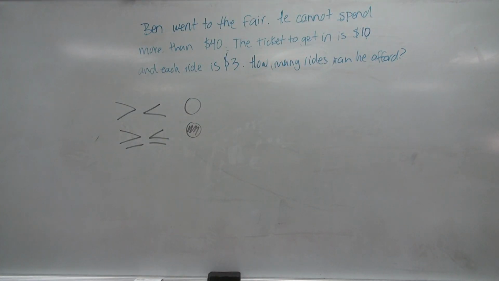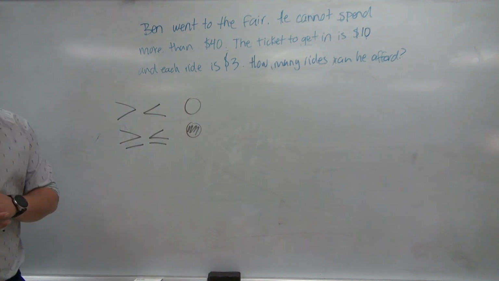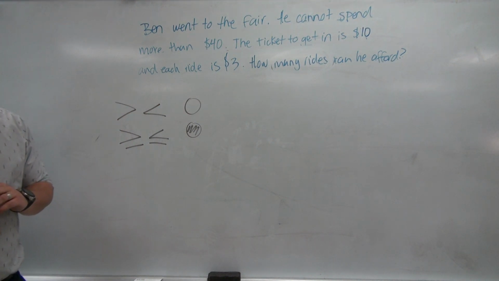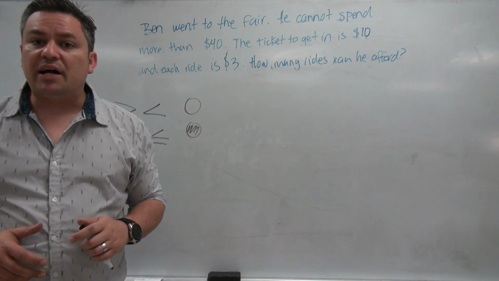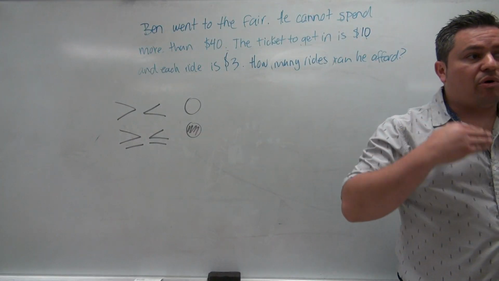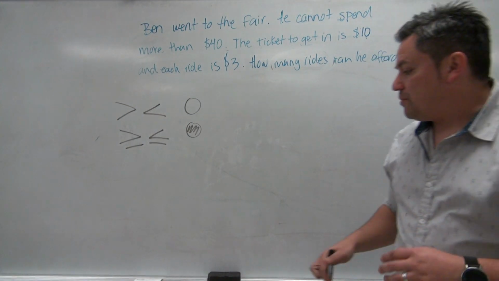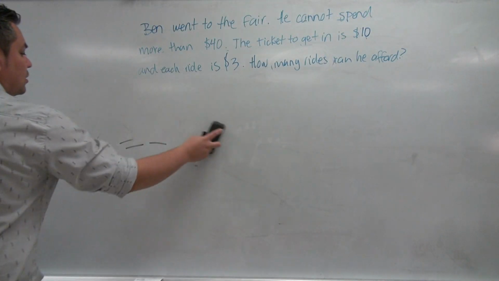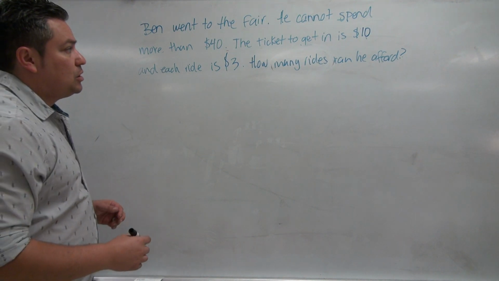So in this inequality, it says Ben went to the fair, and he cannot spend more than $40. They gave him 40 bucks, that's all he can spend. To get in is a $10 fee, and each ride is $3. How many rides can he afford? Okay? Some of you might be able to do this in your head, but what I want you to know is how to write these equations, okay? So just like before, we're gonna underline what we know, circle what we don't know.